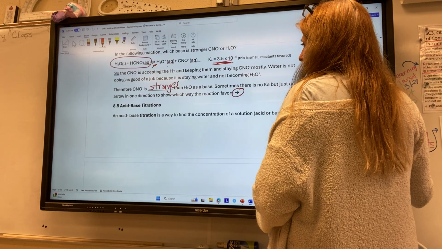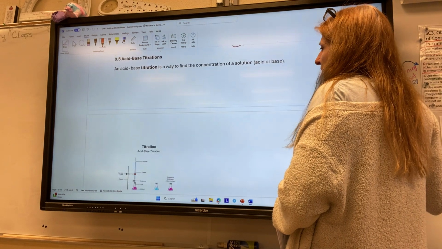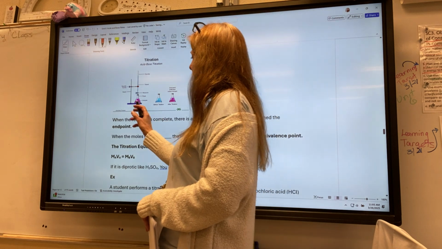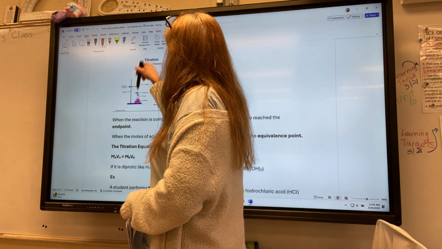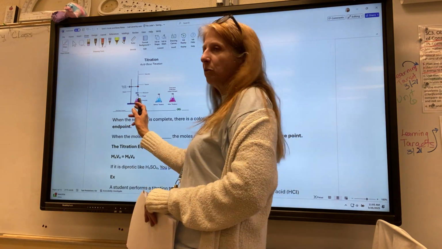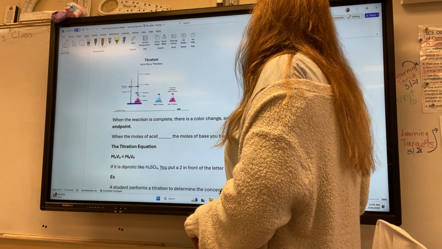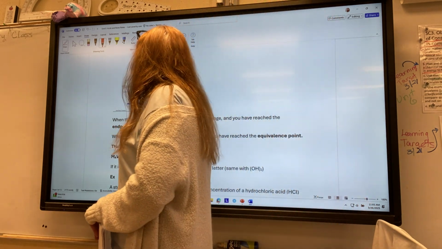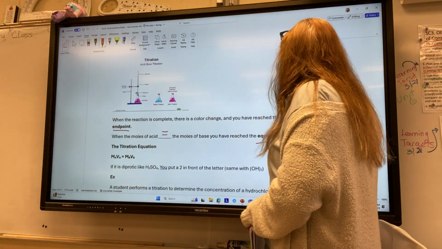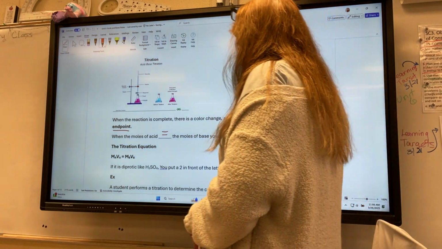Okay. An acid-base titration is a way of finding the concentration of a solution, acid or base. And if you remember, that's what the setup was. We had acid in the bottom, base in the burette. You let it through, turn pink. If it's that pink, you overshot the equivalence point. And that's what y'all did, right? When the reaction is complete, there's a color change, and you have reached the end point. When the moles of acid equal the moles of base, it is also called the equivalence point. Now, it's a little bit different, but people tend to interchange those terms.